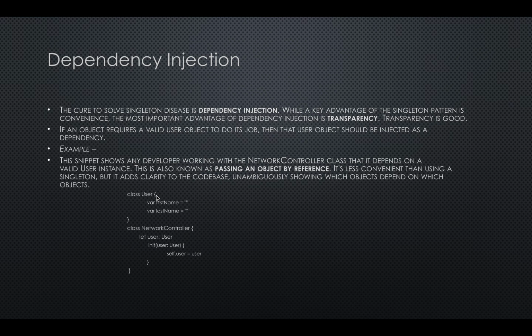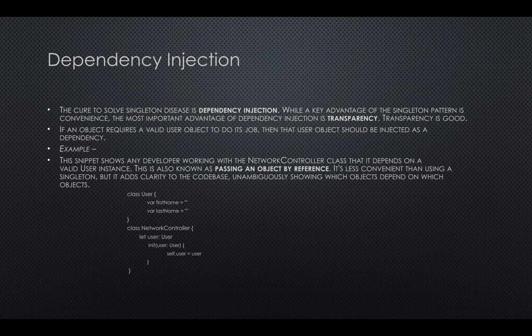Dependency injection means you are injecting the dependency into another class. If an object requires a valid user object to do its job, then that user object should be injected as a dependency. So it's a very small example. This would be easier. If there is any bug, it would be easier to resolve those bugs. Testing would be easier, and there will be more transparency in how the data is flowing. It would be easier to understand. So dependency injection is much better than singleton. So this is what dependency injection is.